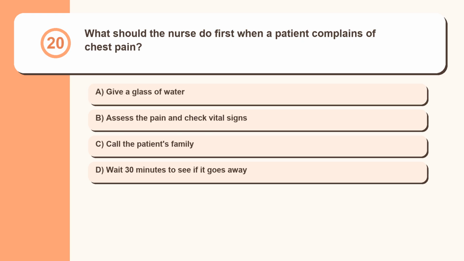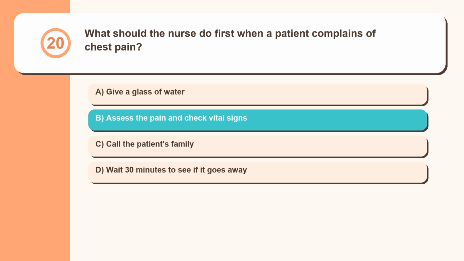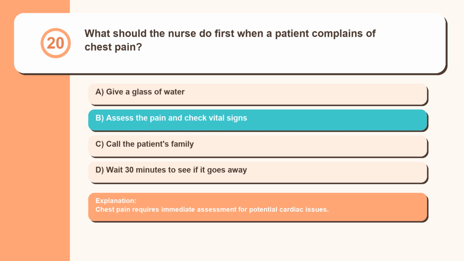Question 20. What should the nurse do first when a patient complains of chest pain? Give a glass of water. Assess the pain and check vital signs. Call the patient's family. Wait 30 minutes to see if it goes away. Chest pain requires immediate assessment for potential cardiac issues.